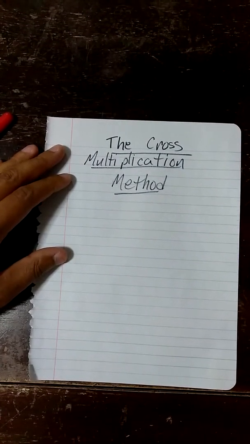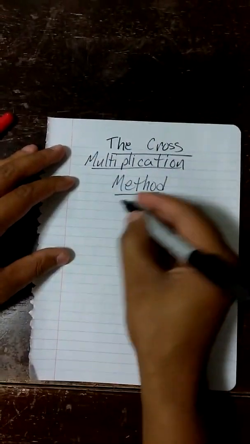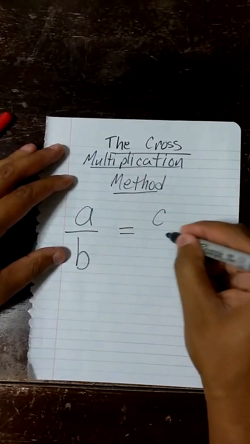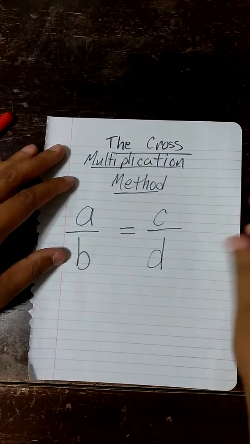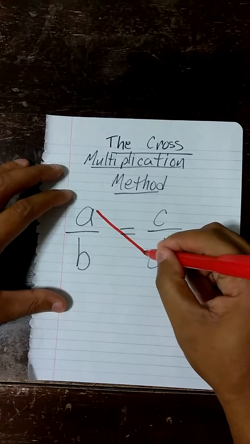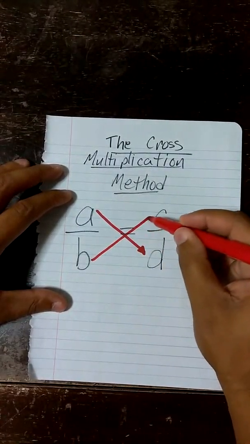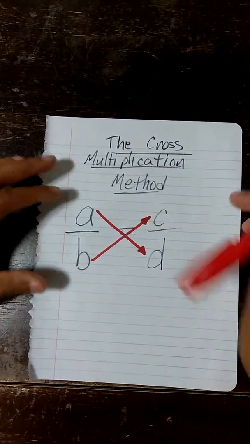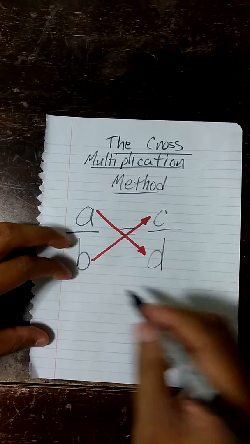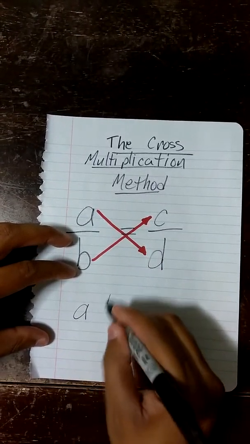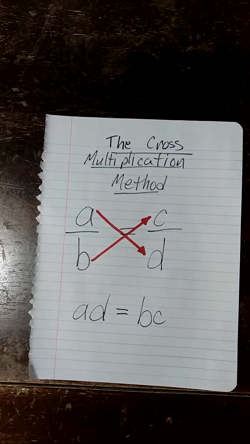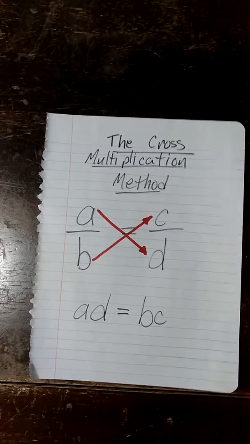Okay, so the cross multiplication method, we have the basic formula: A over B is proportionally equal to C over D. The basis of the cross multiplication method is as it sounds: you cross multiply A times D and B times C. Once you cross multiply out, A times D gives you AD, which will be equal to BC. So you want to remember this method. Let's go over some examples.